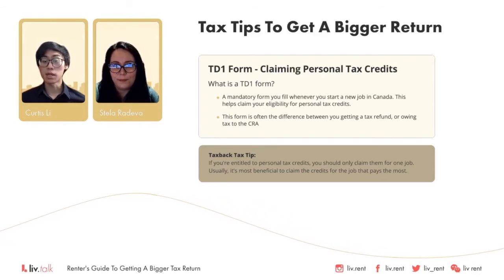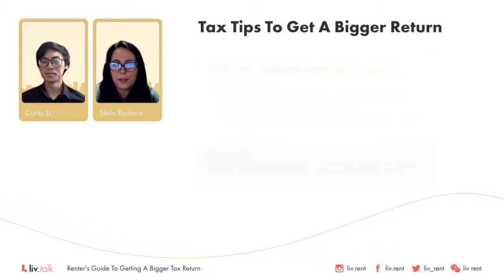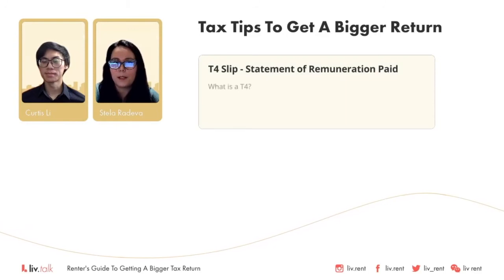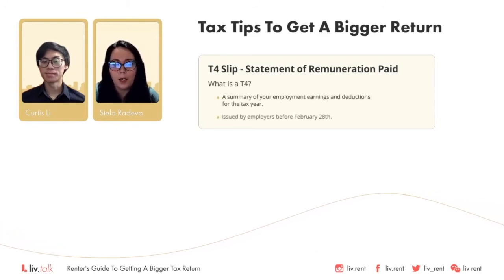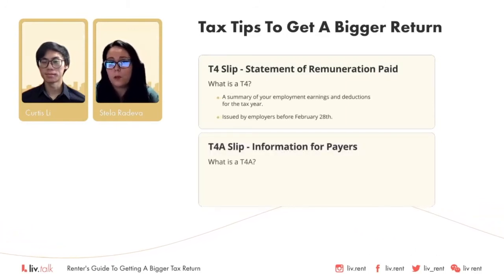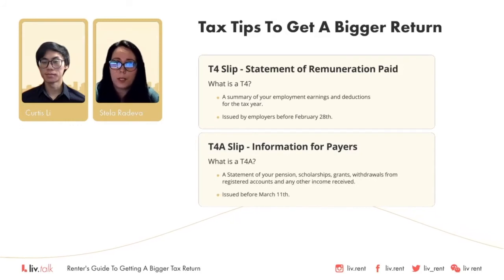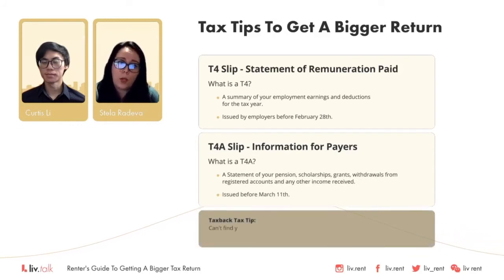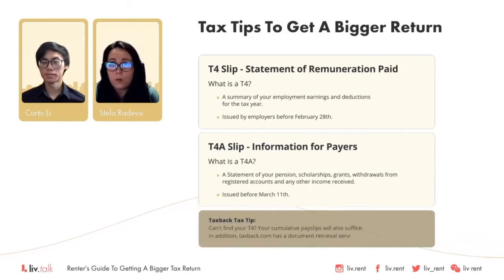Okay, so the last question I have for you before we move on to our final topic, can you talk about the T4 and T4A? I know the T4 is a little bit important. Yeah, it is. So the T4 slip is a summary of your employment earnings and deductions for the tax year. This employment slip is usually issued before February 22nd, so most of you should have it by now. And you should receive one T4 per employer you had throughout the tax year.